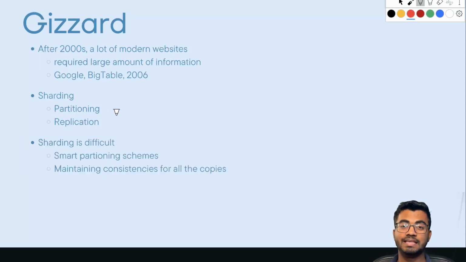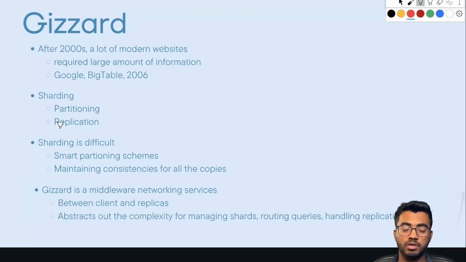But sharding is inherently difficult because of the use of smart partitioning schemes. A developer has to put a lot of thought into how and why to partition, so that the queries are efficient, they don't waste a lot of space, and they serve the right purpose for which the data was broken down into pieces. Now that we have different copies, it is very important yet difficult to manage consistency across all of the copies.